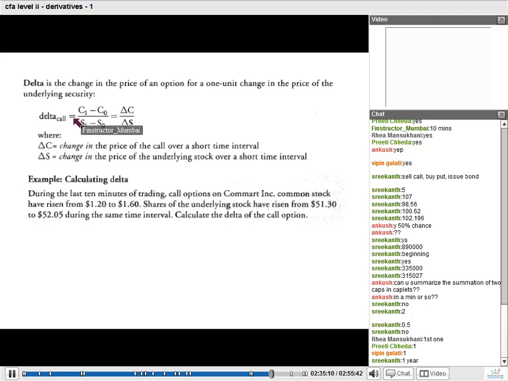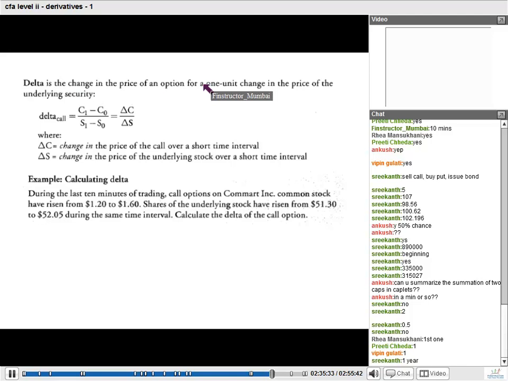So delta, remember, is the change in the value of an option for a 1 unit change in the stock price. Remember the definition? The change, there is no percentage change here. It's not like duration. It's the absolute change in the price of an option for a 1 unit change in the price of the underlying.